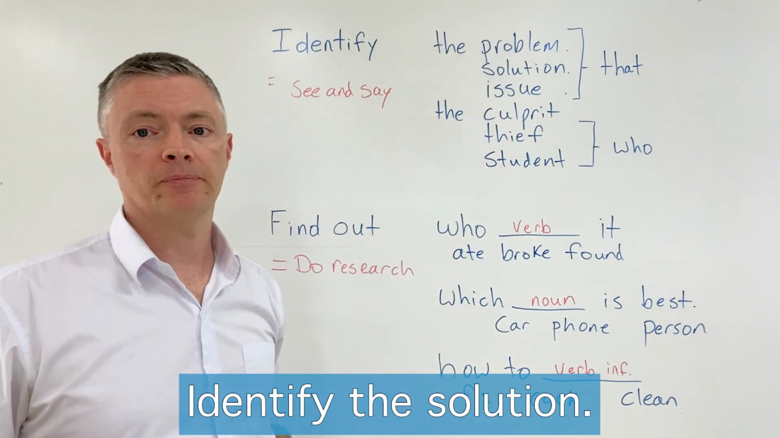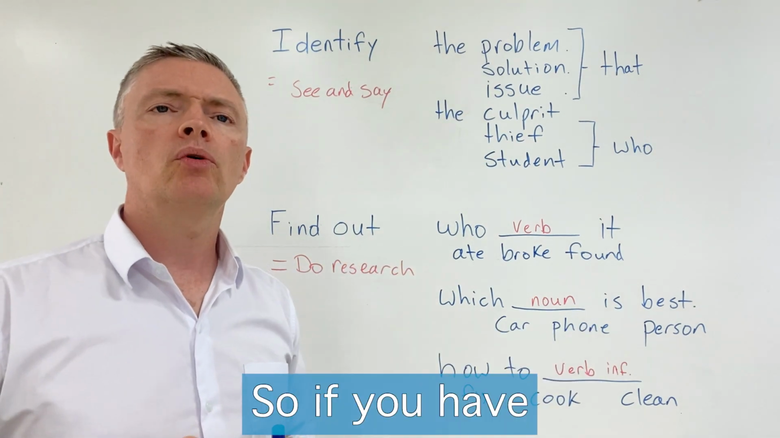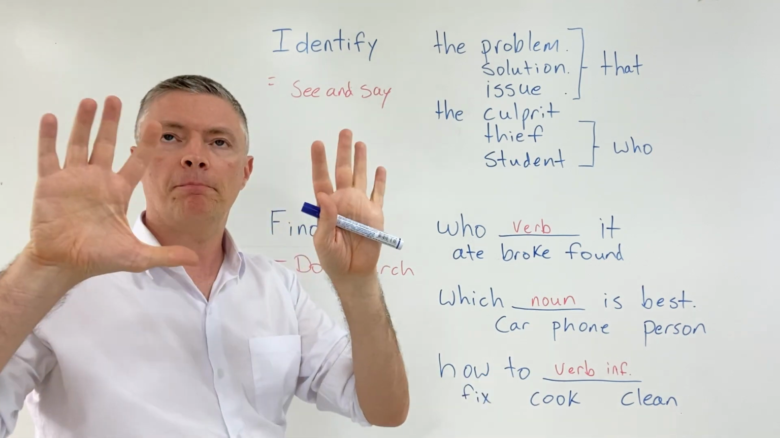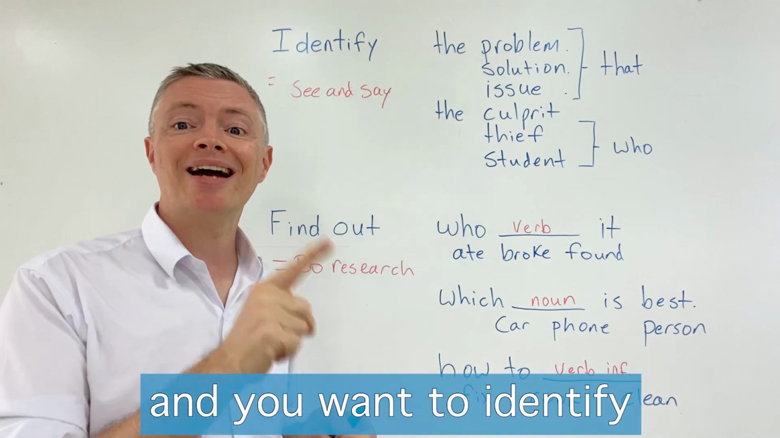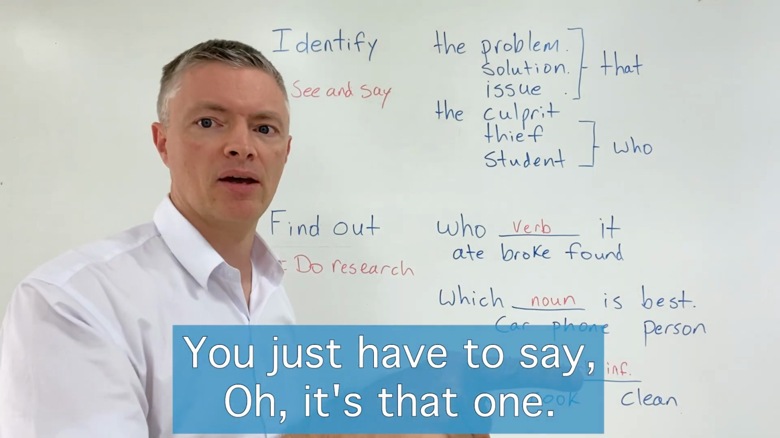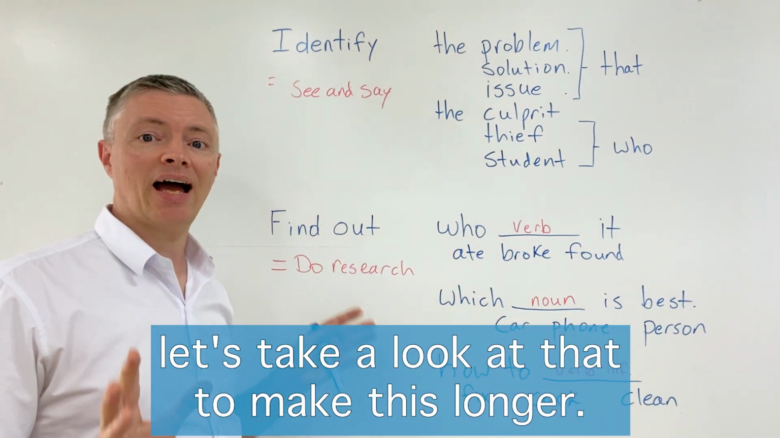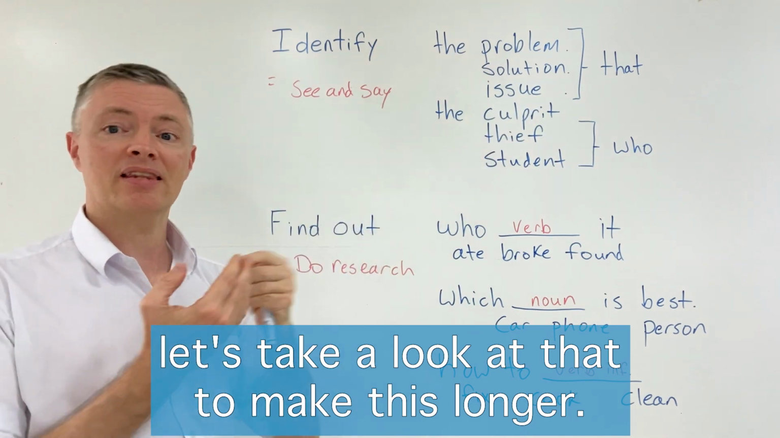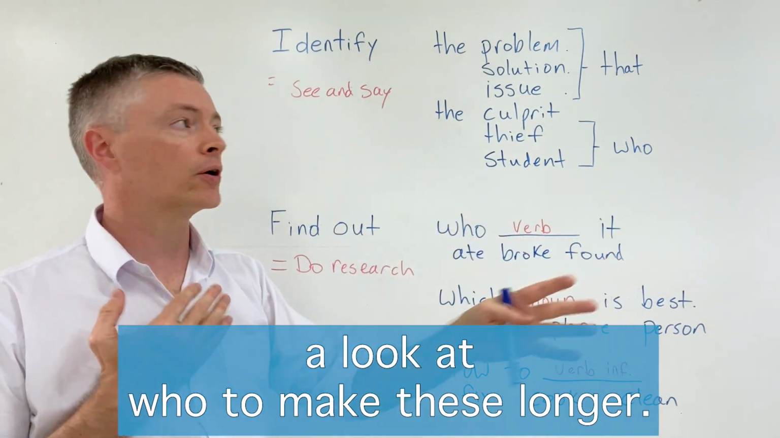Identify the solution. So you can say, that one is the solution. So if you have an IQ test and you want to identify the solution, it's like you know the solution, you just have to say, oh, it's that one. Okay, now let's take a look at that to make this longer, and then we'll take a look at who to make these longer.